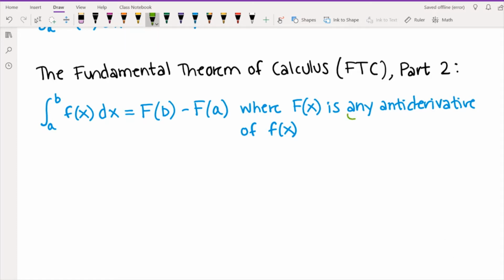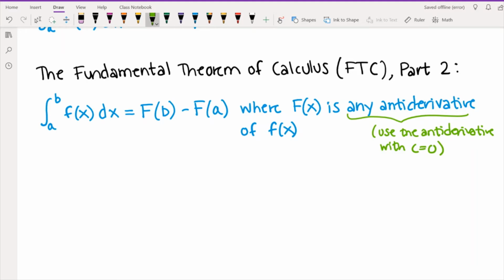Technically you can use any antiderivative, but really you should use the antiderivative with c equal to 0. And I'll point out what would happen if you used a different antiderivative. You would still get the right answer, but you're just making things more complicated than they need to be.